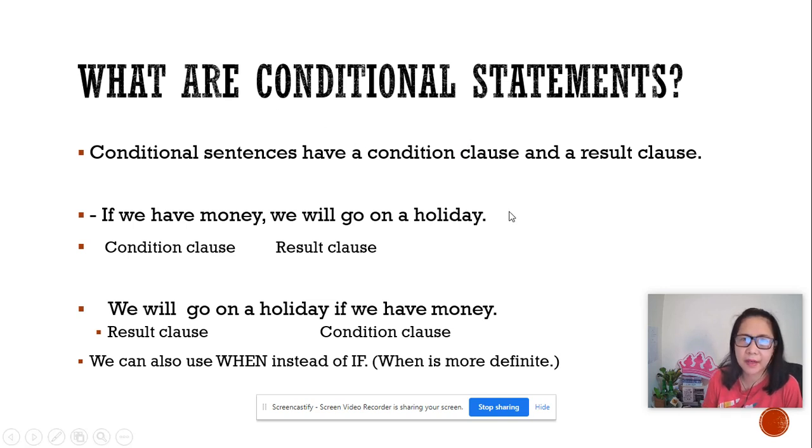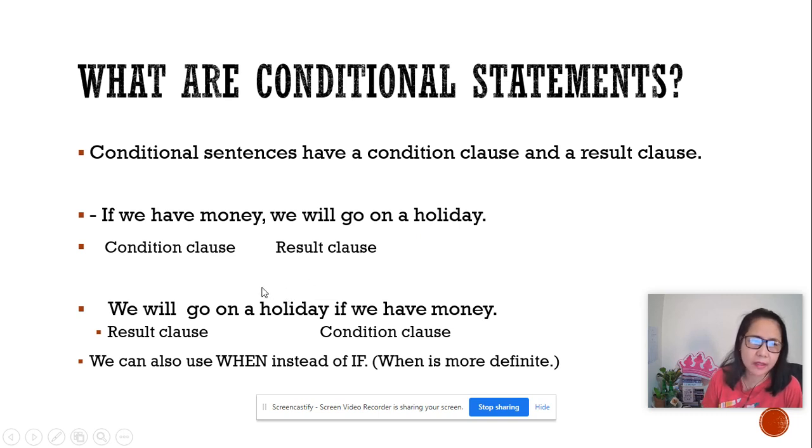First, let's begin by defining what conditional statements are. Conditional sentences have a condition clause and a result clause. In this statement, if we have money, we will go on a holiday. This part, if we have money, is what we call the condition clause, and the result is we will go on a holiday.